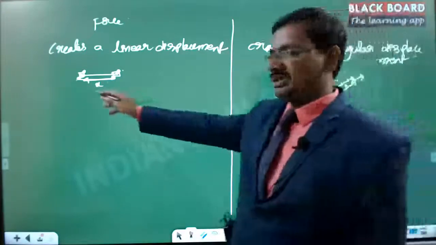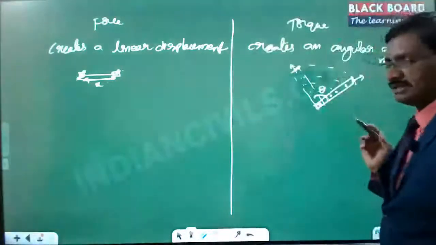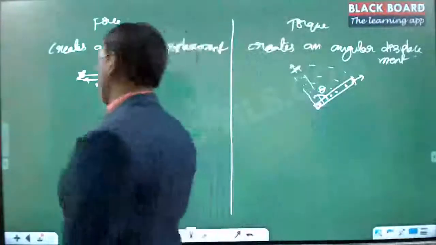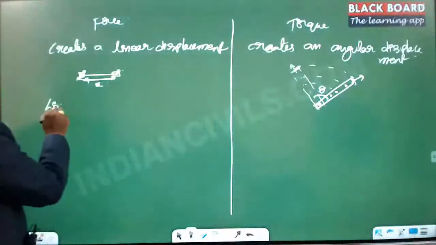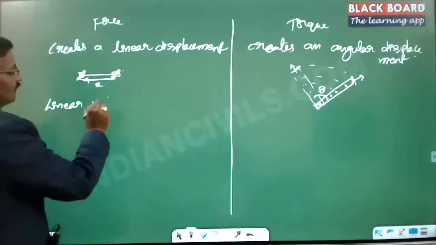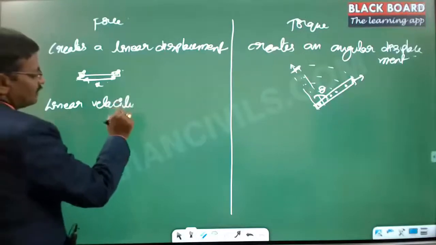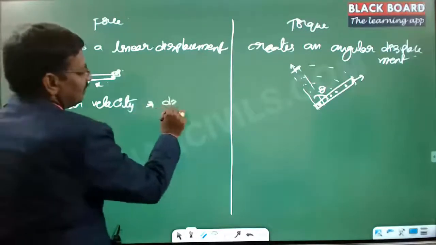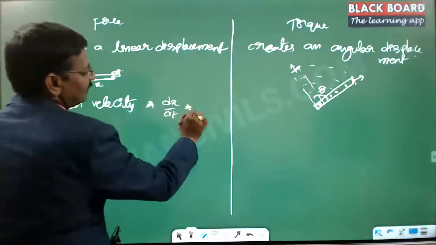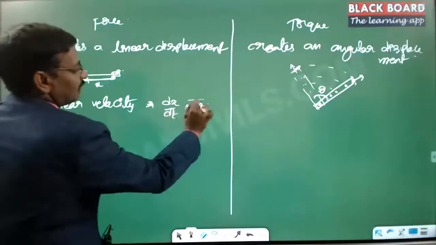And this is usually represented as x, and this is usually represented as theta. And obviously here we have the linear velocity. The popular name for linear velocity is simply the velocity. And this is dx by dt. This is the velocity v, which is a vector here.